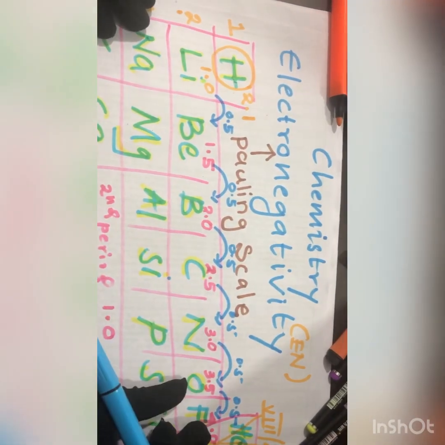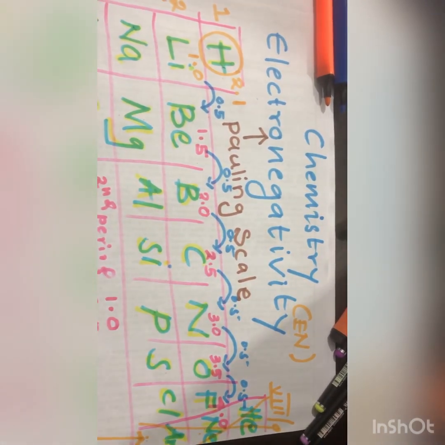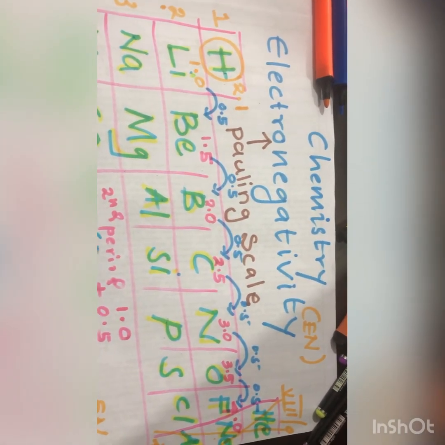So next, now we have found all these values. You have to remember that in the second period we start with lithium, that is 1, and you add 0.5 each time. Then you will get all the values. This is how you do it. I have shown just one example.